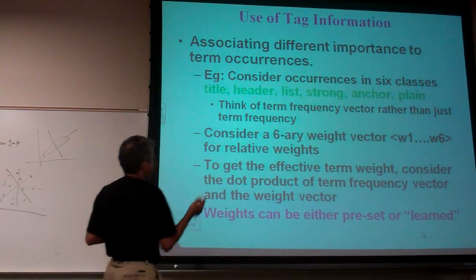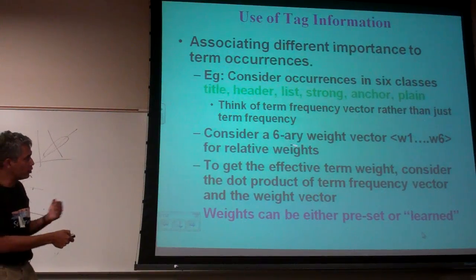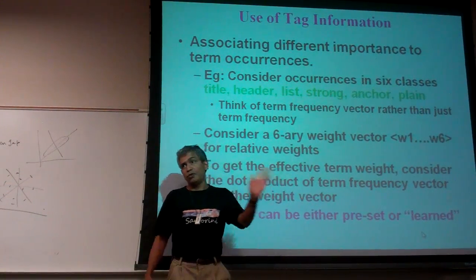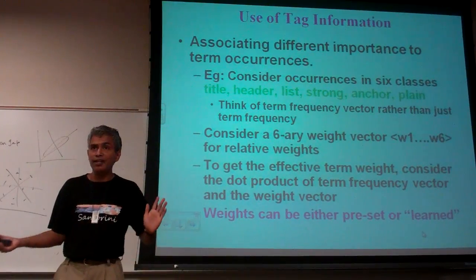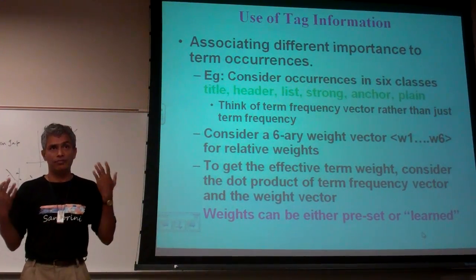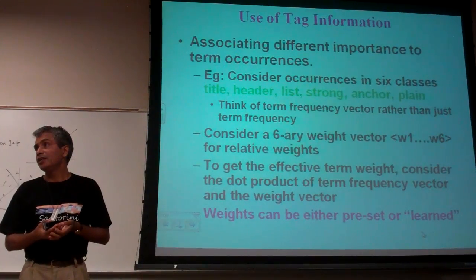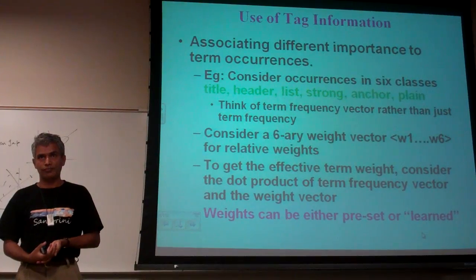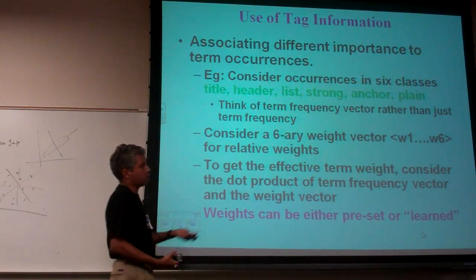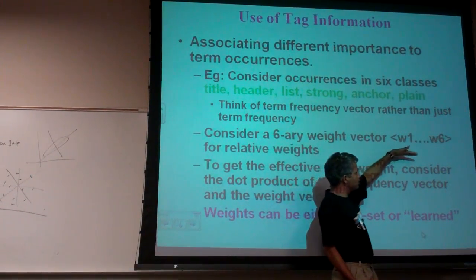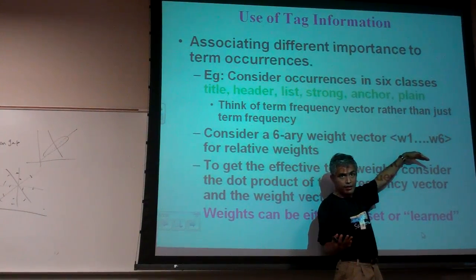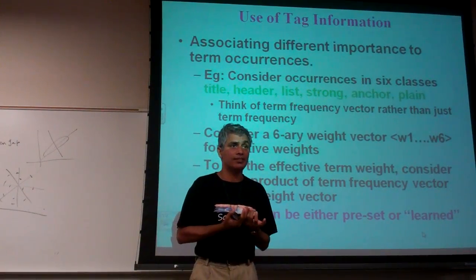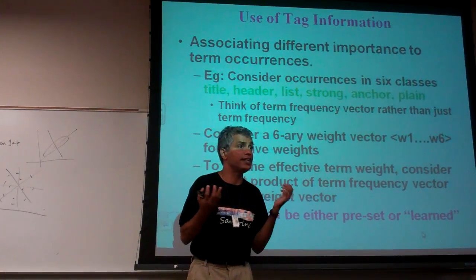You can actually have like a 6-array weight vector, W1 to W6, and if it's 1, 1, 1, that basically means you don't give any special importance to any tags. If you put higher numbers for some of them, then that means you're giving higher importance. Now, of course, once you have that, each word's term frequency itself is a vector, and you take the dot product of these two vectors, you get the effective term frequency, which is basically, in this case, dot product being used to get a weighted sum.